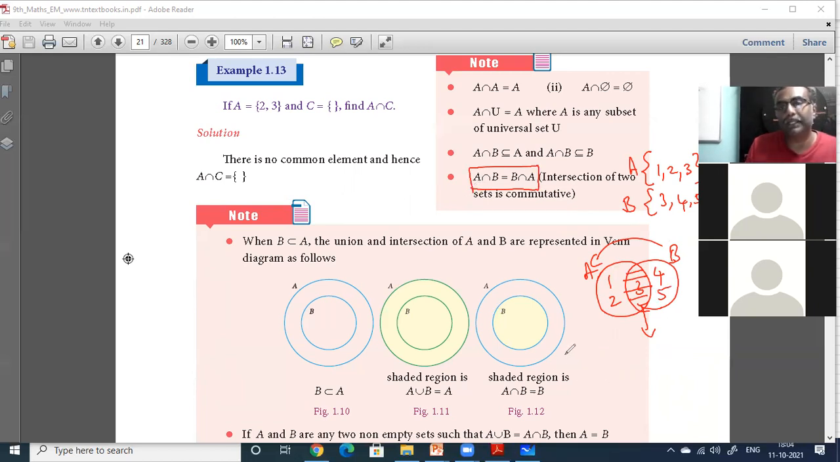Any set intersection any other set, if you swap the sets, it will be the same answer. Okay, that is the commutative property. This commutative property is also applicable for union of sets. Okay, union of sets also, commutative property is applicable. A union B is equal to B union A.